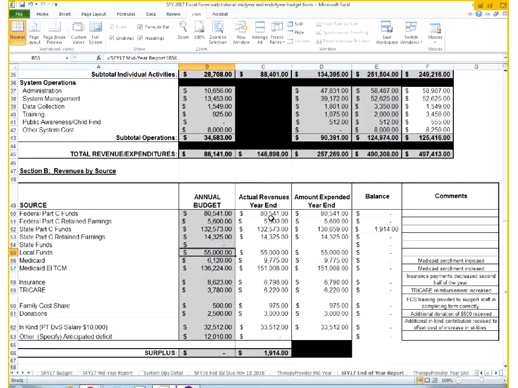So what we're going to report again is just like we did mid-year, but again looking at the entire year, is how much did we actually spend for the entire year.